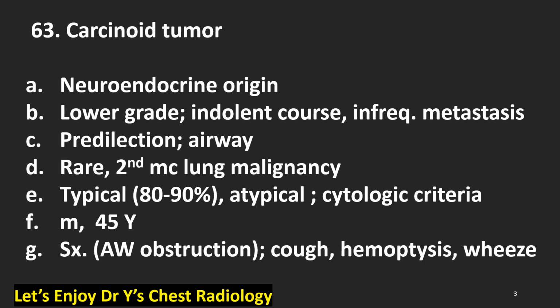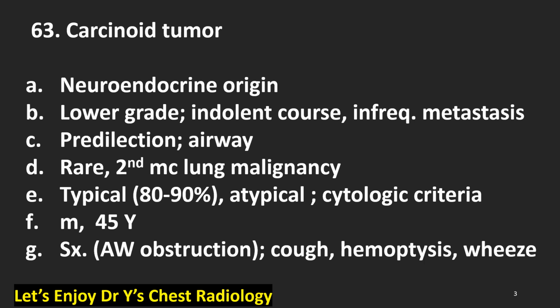Let's have a brief introduction about pulmonary carcinoid tumors. It is of neuroendocrine origin, and usually shows lower grade malignancy. So the tumors are indolent in their course and infrequently metastasize. The predilection site is the airway. The incidence is rare, and it is the second most common lung malignancy after lung cancer.